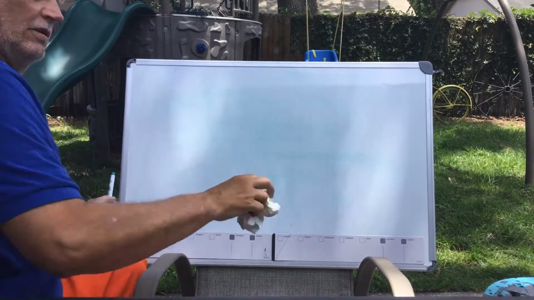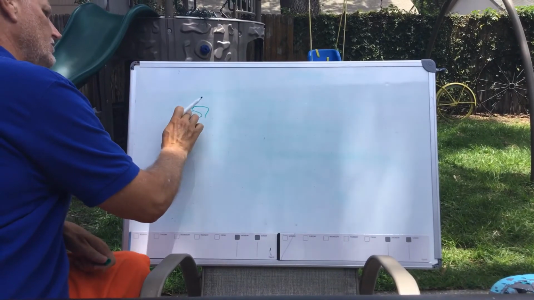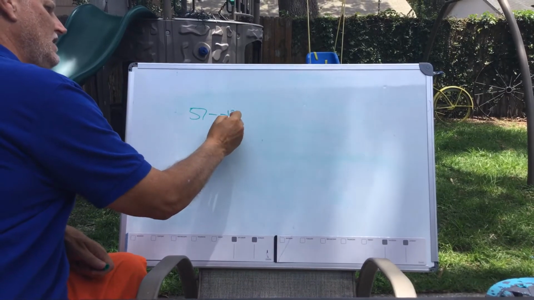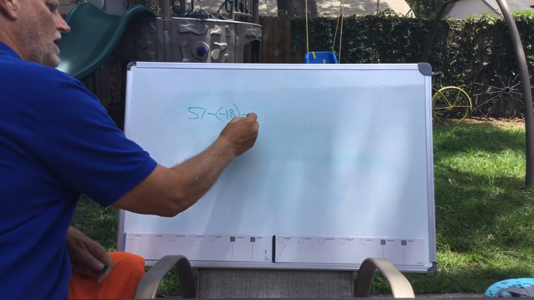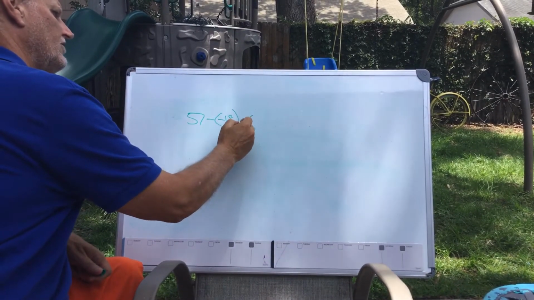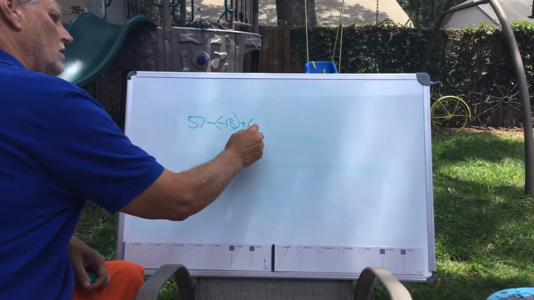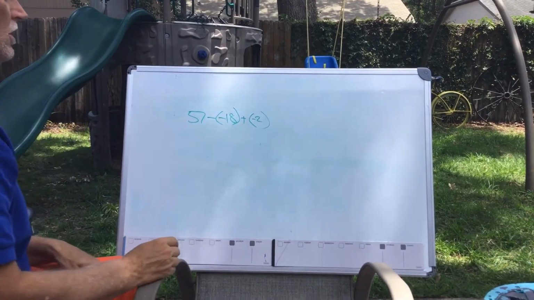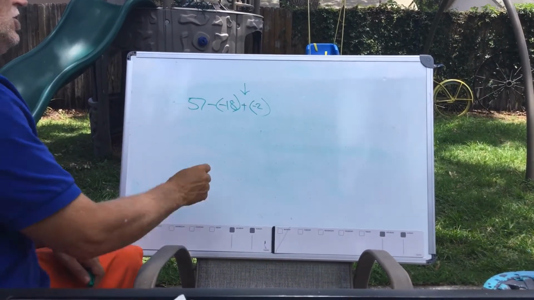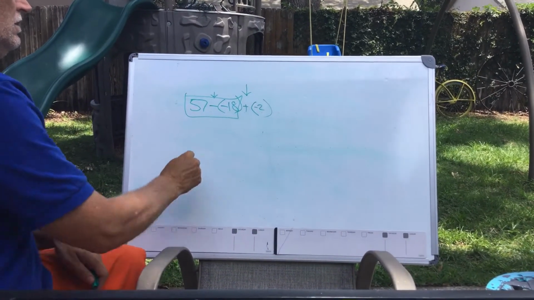So let's try something like +57 minus -18, let's just do a plus here, plus -2. All right? So this is already an addition. I don't have to change that. But this is a subtraction, so I've got to deal with these two right here.